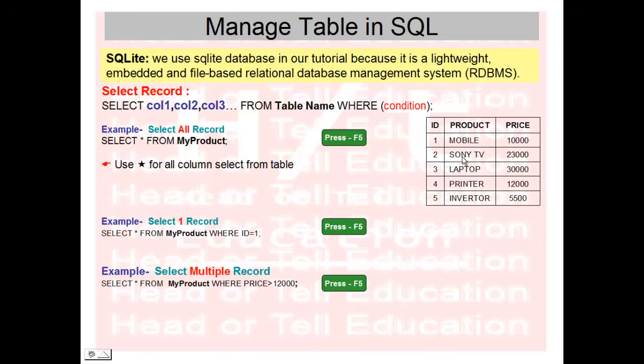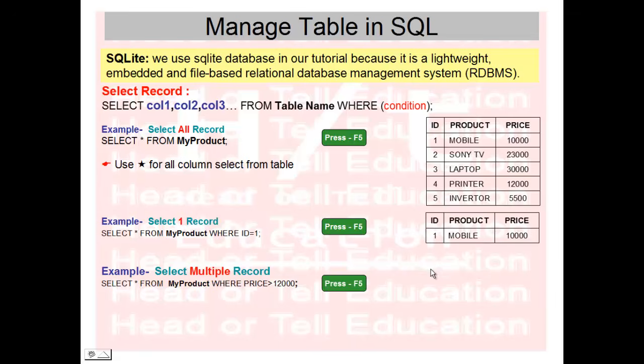Now if you want to see only one record, like I want to see the first record, a specific record, we enter: select star from my product where id equals 1. So this time id equals 1, so a single record is coming. So press F5 and the single record is coming.